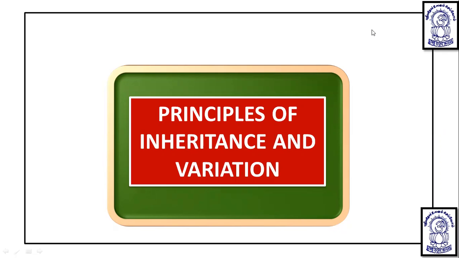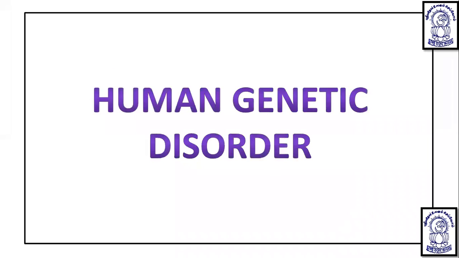Today, in continuation of the chapter Principles of Inheritance and Variation, we are going to deal with a new topic: human genetic disorders. Whatever disorders are related to genetics, we are going to discuss here.